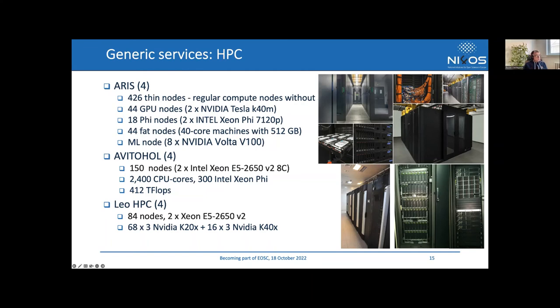Also, we have a large high performance computing installation in Sofia, Bulgaria, with 150 nodes, in total 2040 CPU cores. Each node here is equipped with two Intel Xeon Phi cards, and this machine in total provides a computing capacity of 412 teraflops. Another large installation is in Debrecen: the Leo high performance computing cluster with 84 computing nodes, also equipped with NVIDIA K20 and K40 cards.